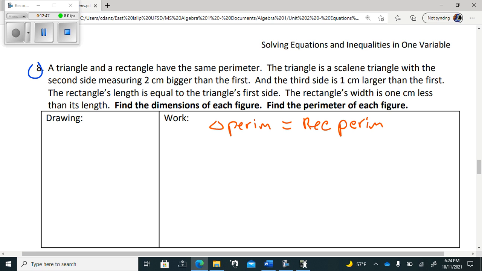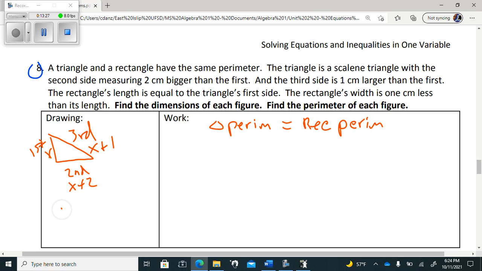The triangle is a scalene triangle. So it has 3 sides that are different, with the second side measuring 2 centimeters bigger than the first. So I'll call this the first, I'll call this the second, I'll call this the third. The second side measures 2 centimeters bigger than the first. So I'll let my first be x, I'll let my second be x plus 2. And the third side is 1 centimeter larger than the first. So the third is x plus 1.